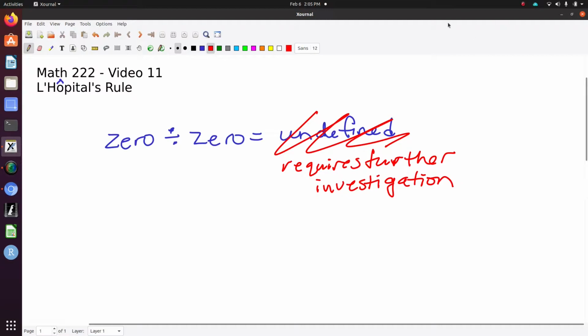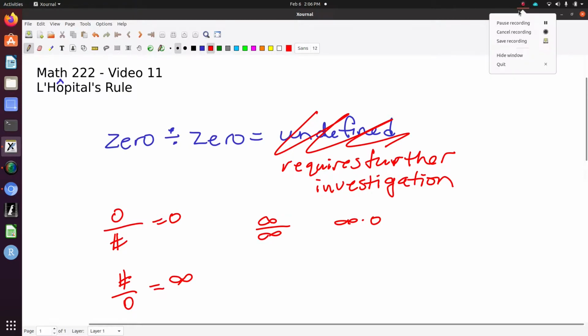But the other things you were taught, these ones are still cool. 0 divided by a quantity is 0, a quantity other than 0, some number. Some number divided by 0, you can still assume that's infinity. That's all cool. It's just this 0 divided by 0 case, and there's all sorts of other cases like infinity divided by infinity, infinity times 0, and there's ones with exponents in it, and all the rest of it. Okay? So this is just going to be a whole big ball of wax here.